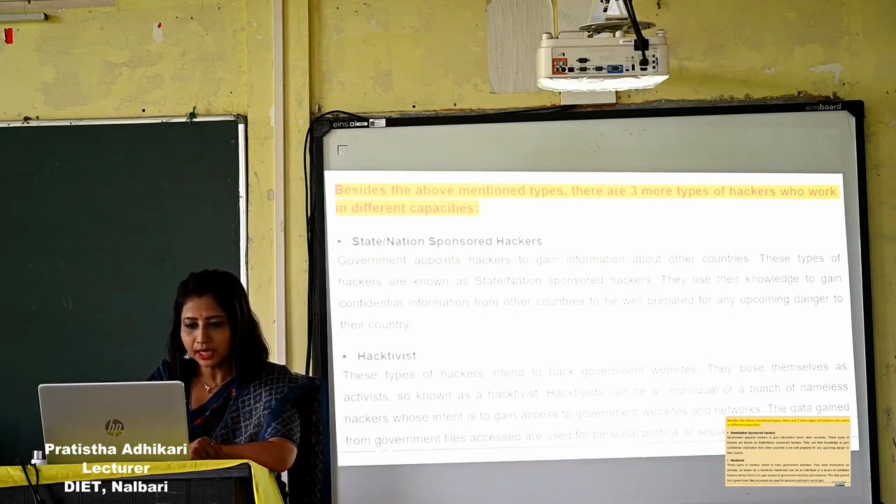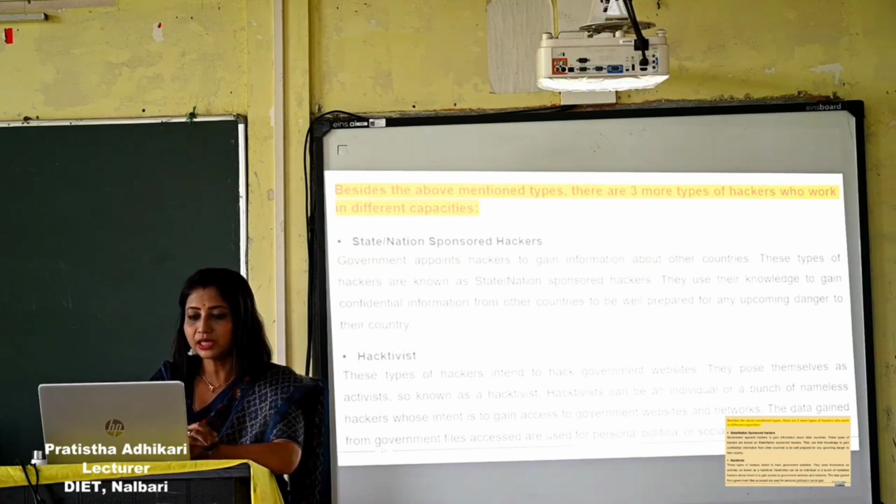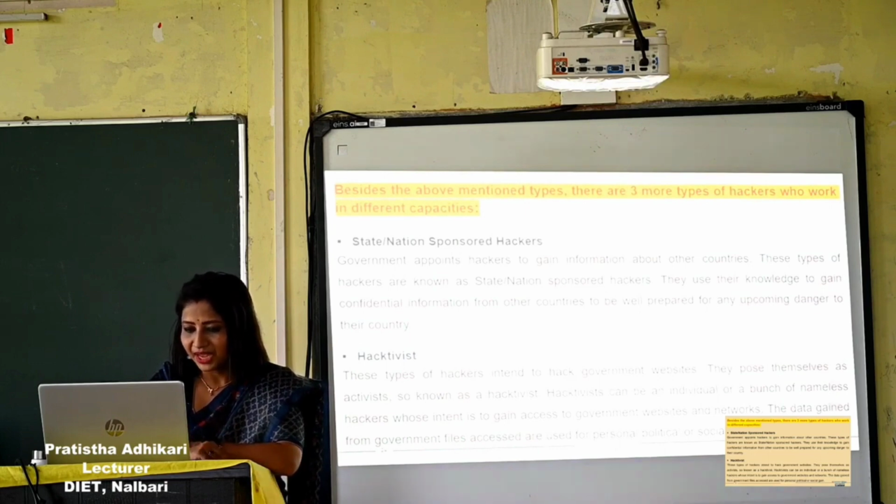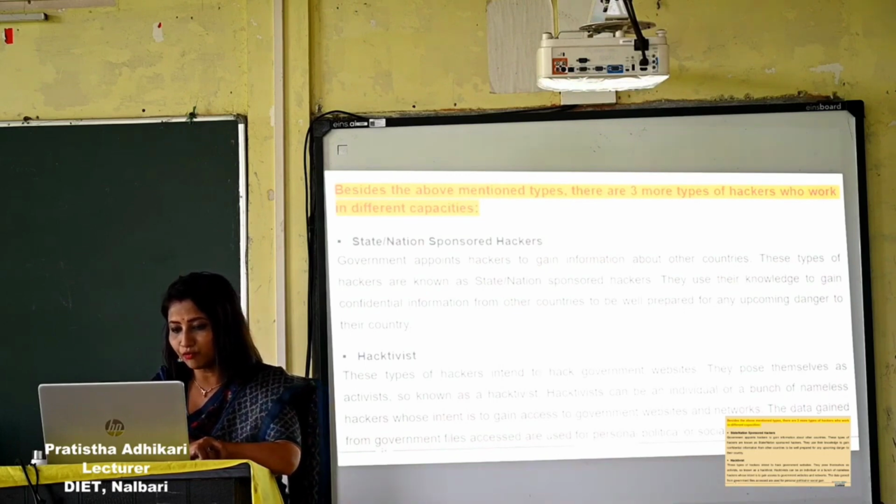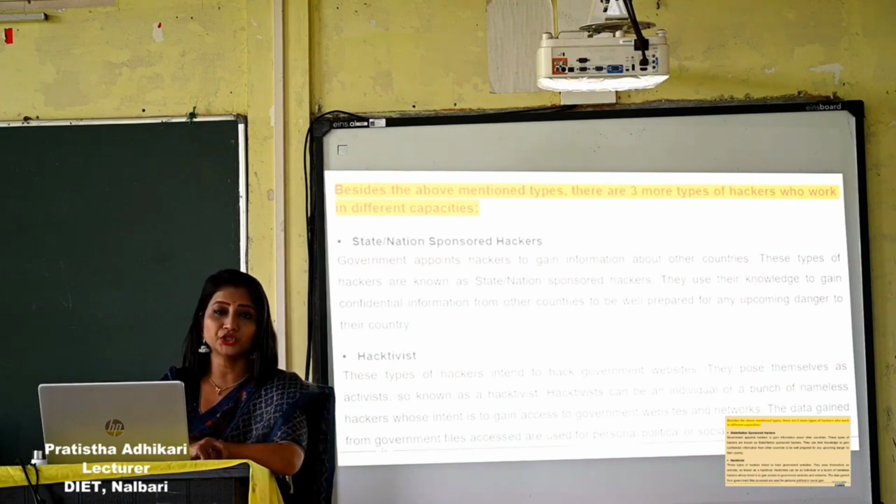Then the next type is the hacktivist. This type of hackers intend to hack government websites. They pose themselves as activists, so known as hacktivists. Hacktivists can be an individual or a bunch of nameless hackers whose intent is to gain access to government websites and networks. The data gained from government files access are used for personal, political or social gains.